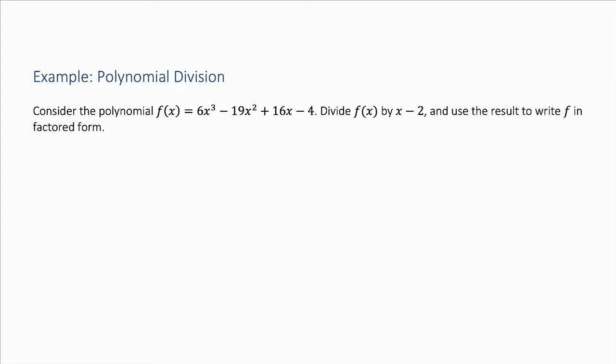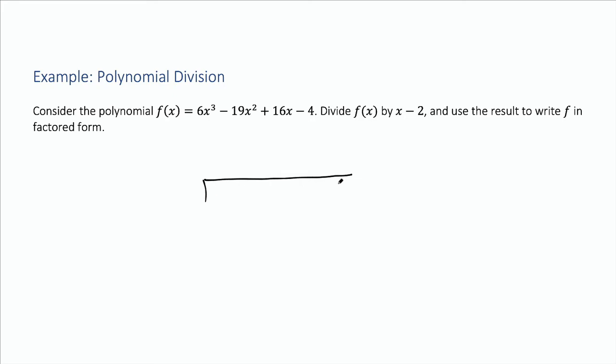We can divide polynomials the same way that we divide numbers. We have this polynomial here, f of x equals 6x cubed minus 19x squared plus 16x minus 4. And we'd like to divide it by x minus 2. So I'm going to set this up the way I would set up a division with two big numbers, using our long division setup.